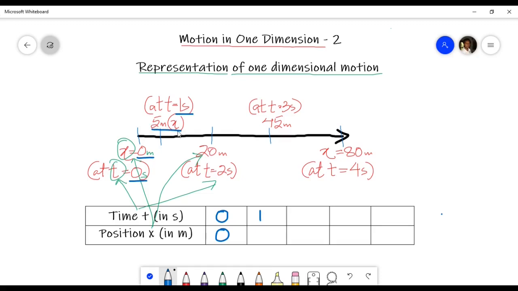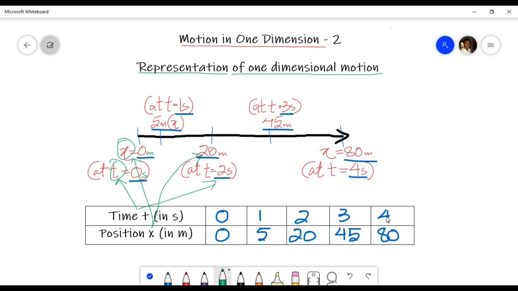The second one, in 1 second, the position of the pebble was 5 meter downwards, right? It's falling freely and vertically downwards. And the third box represents at t, which is 2 seconds, the pebble has covered 20 meter distance. And the fourth box that you see represents 3 seconds, the pebble has traveled 45 meter, and the last one, time is 4 seconds, and position of the pebble is 80 meter, right?